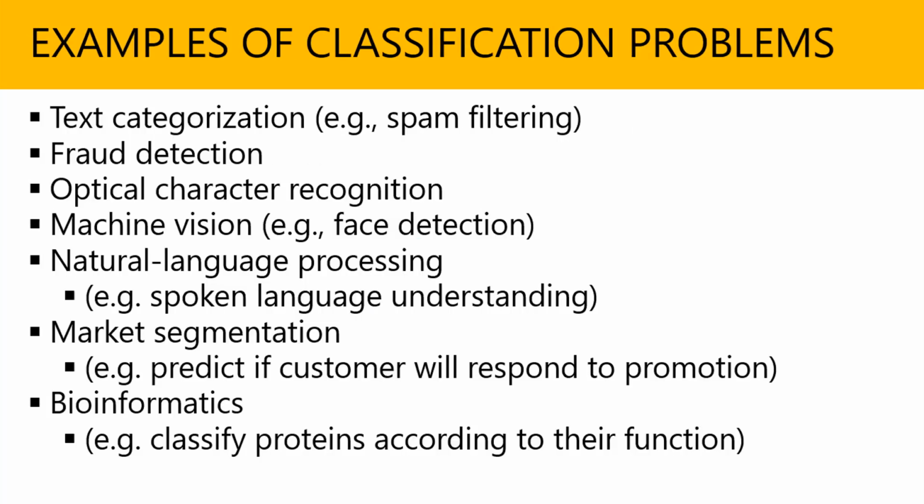Further examples, additional examples of classification problems that you'll come across, such as text categorization. Example would be spam or not spam, fraud detection, optical character recognition, machine vision, right? Face detection is pretty common these days. Natural language processing, like spoken language understanding, market segmentation, is pretty important. And bioinformatics, classify proteins according to their function. So there's several applications of classification problems in various industries that you can take a look at and apply.